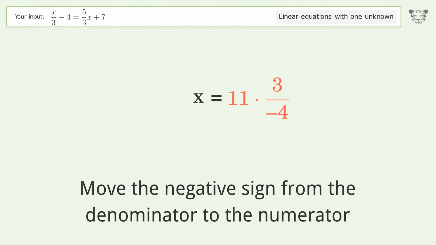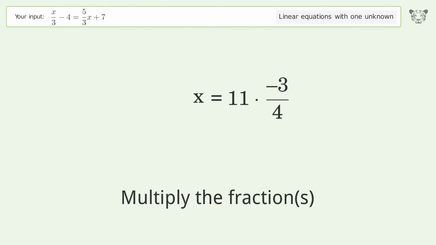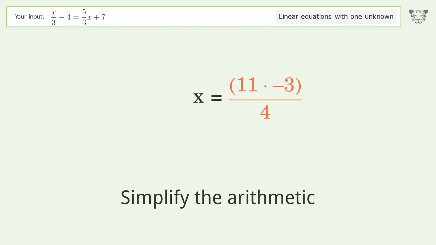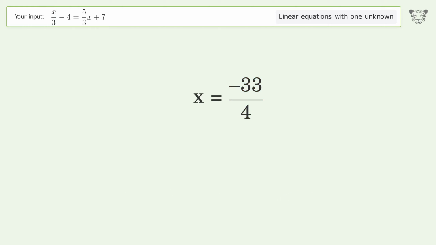Move the negative sign from the denominator to the numerator. Multiply the fractions. Simplify the arithmetic. And so the final result is x equals -33/4.